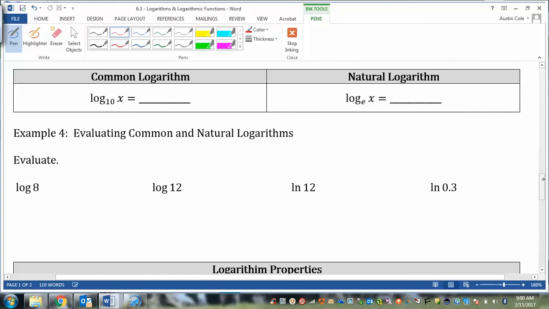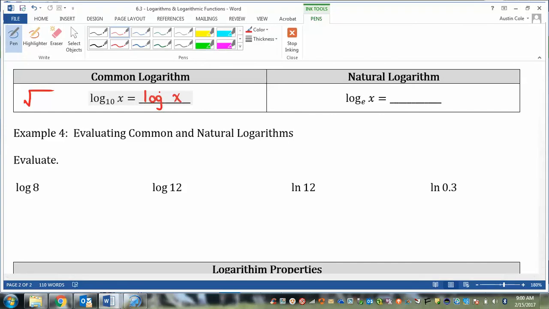Top of the next page. Guys, there are two special types of logs. The first one is a common log. A common log is when we have base 10. If we have base 10, then we can write that log as log of x. It's kind of like square root. When I have a square root, do I put the 2 here? No, I don't. We just know that there's a 2 there. Same thing with log. If there's no base, the base is 10.